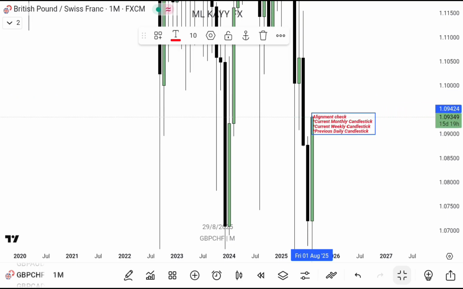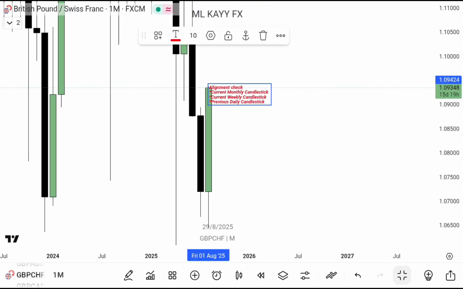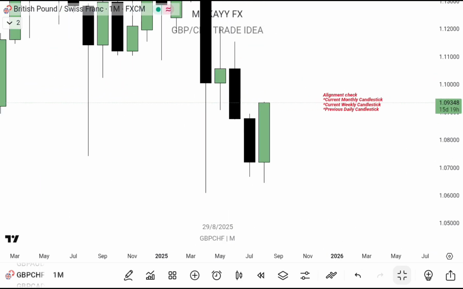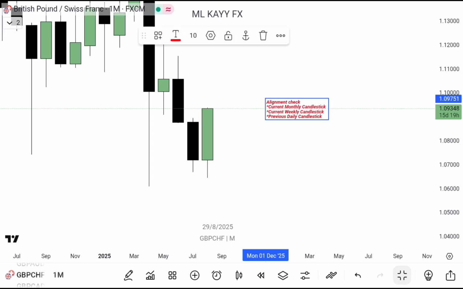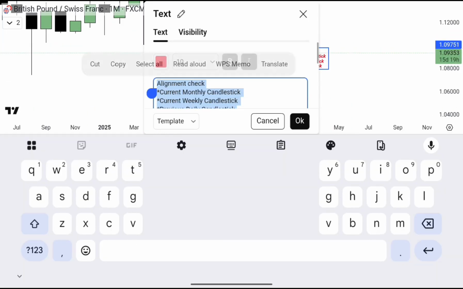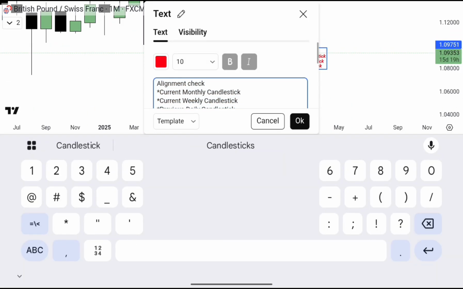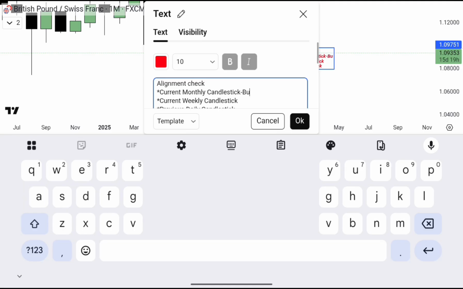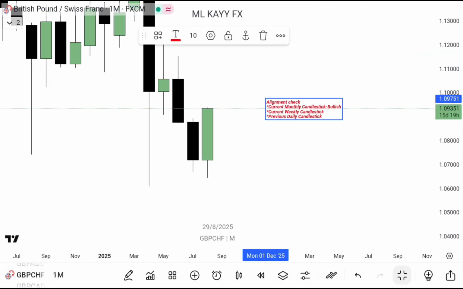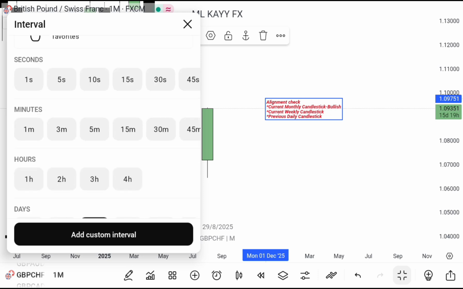So you can use this methodology on a Monday. You have to wait for Monday to print out the price action, then Tuesday midnight, that's when you can analyze, then put your buy limit or sell limit. So let's get into it.